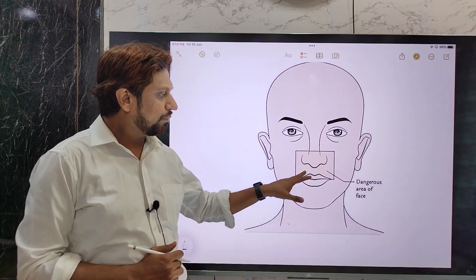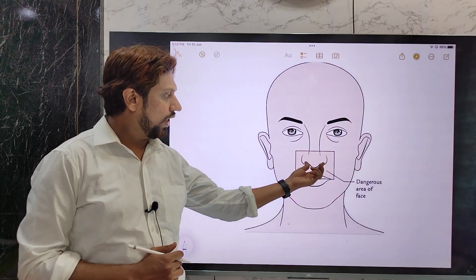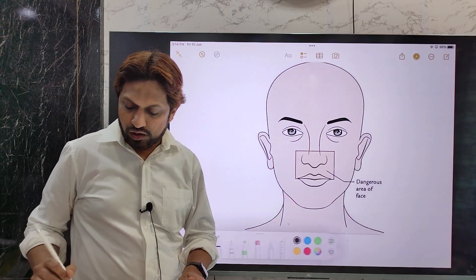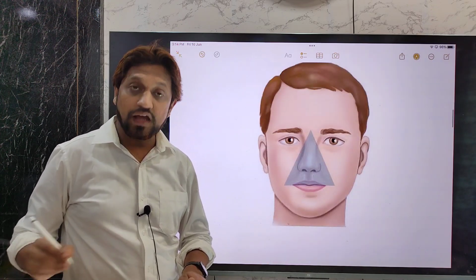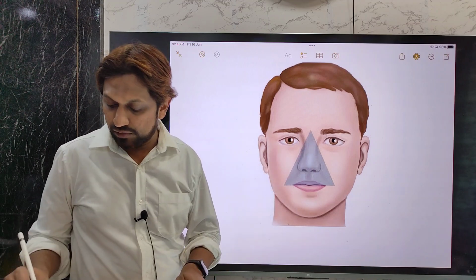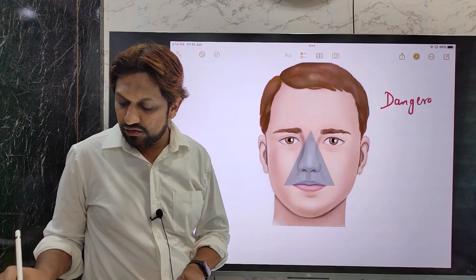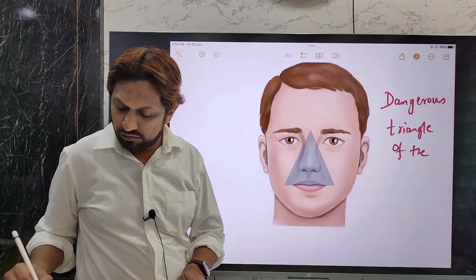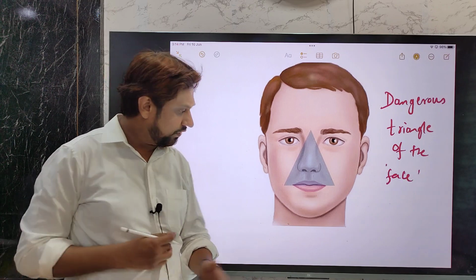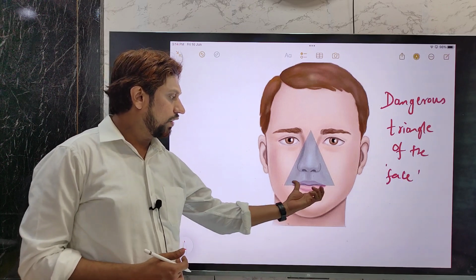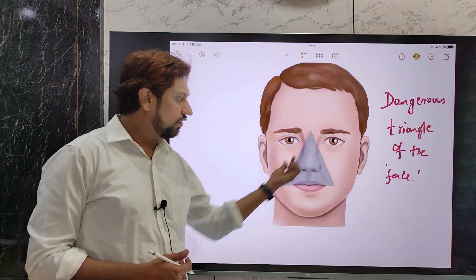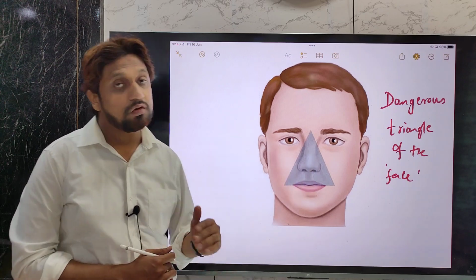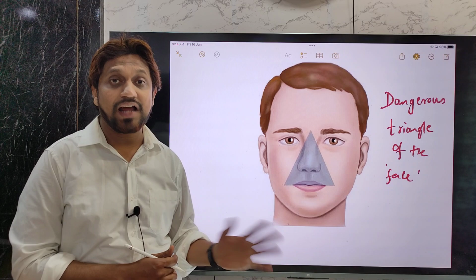Okay. So first thing is, I'll repeat, upper part of the lip, lower part of the nose, and this adjacent area is known as dangerous area of the face. Conversely, it can also be called as dangerous triangle of the face. Sometimes it is termed as dangerous triangle of the face. So again, what is this dangerous triangle of the face? It is the same. It is this triangle formed by the corner of the mouth and the bridge of the nose. So this particular triangle is known as dangerous triangle of the face. Sometimes termed as the death triangle or the triangle of death.